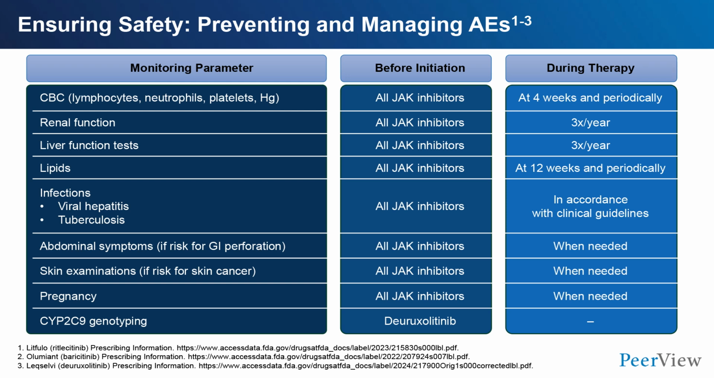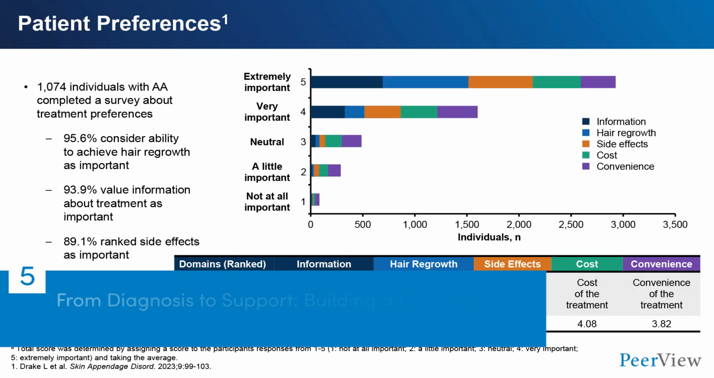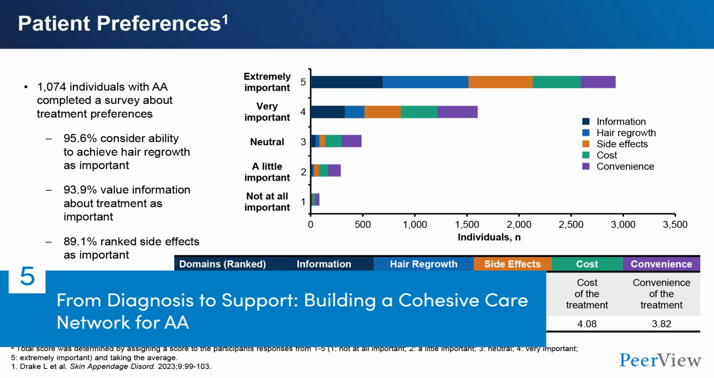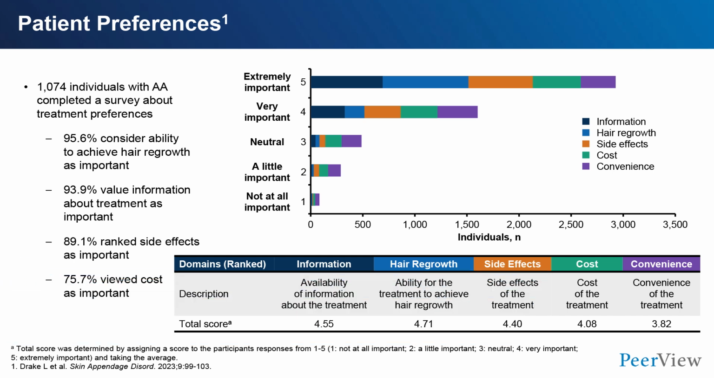And this is something that patients really can get their heads around if you present it that way. From diagnosis to support, let's talk a little bit about building a cohesive care network for your patients with alopecia areata. When we look at patient preferences, over 1,000 individuals with AA completed a survey about what they wanted in terms of their own treatment.